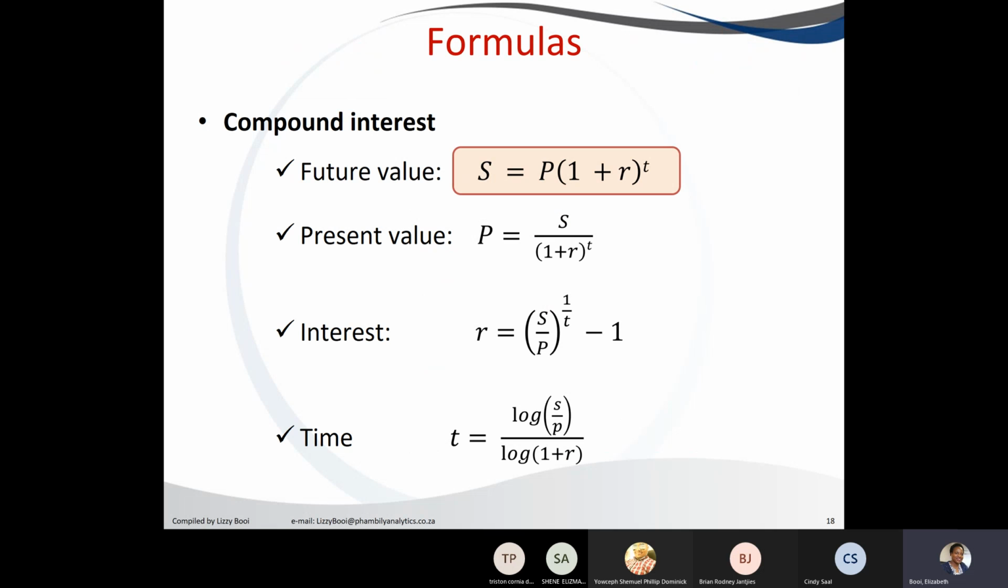I just also want to highlight the last thing.